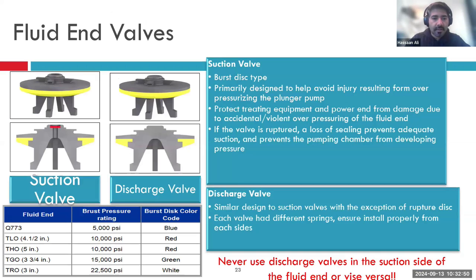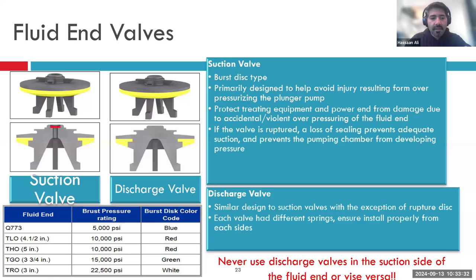The valve will be ruptured if there is an overpressuring situation. This is to ensure that your treating equipment and your power end is protected from any damage due to accidental or violent overpressure of the fluid end. The valve will be ruptured. This will let in the loss of sealing, which will prevent any adequate suction and prevent the pumping chamber from developing any pressure. So if your pump is not developing pressure, one of the first things that they will check is to ensure that the rupture disc on the suction valve is not damaged.